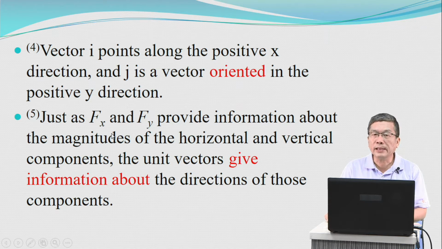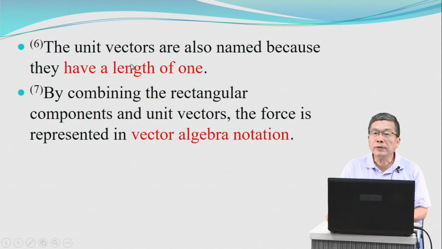Just as Fx and Fy provide information about the magnitudes of the horizontal and the vertical components, the unit vector gives information about the directions of those components. The unit vectors are also named so because they have a length of 1. By combining the rectangular components and the unit vectors, the force is represented in vector algebra notation.